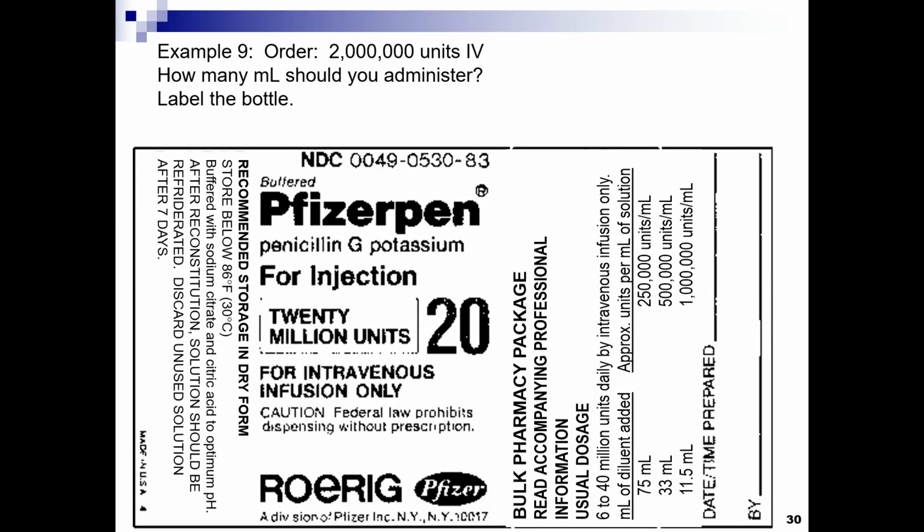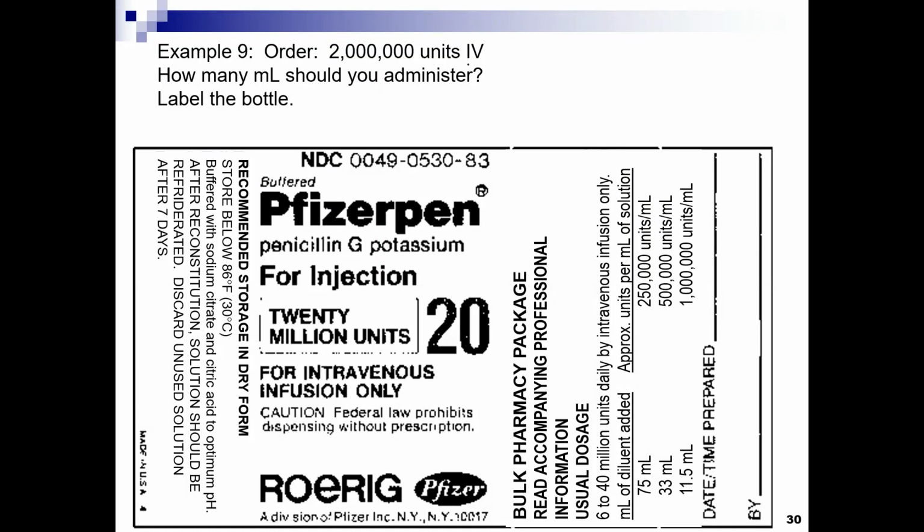We have an order for 2 million units as an IV, and we're asked how many milliliters you should administer, and we're asked to label the bottles. So we're doing a lot of work here. Let's take a look. We have this penicillin G potassium. The label in the middle tells us that it's 20 million units in the package, and it's for IV infusion only. So there's some good confirmation with what we have. The first thing is that this 2 million units feels like a huge order, but when there's 20 million in the package, you're like, okay, kind of matches up.